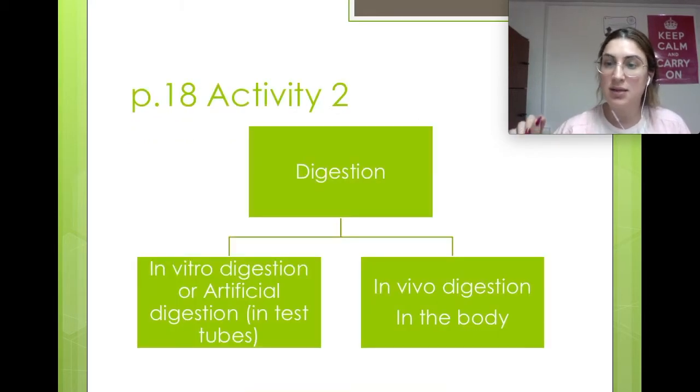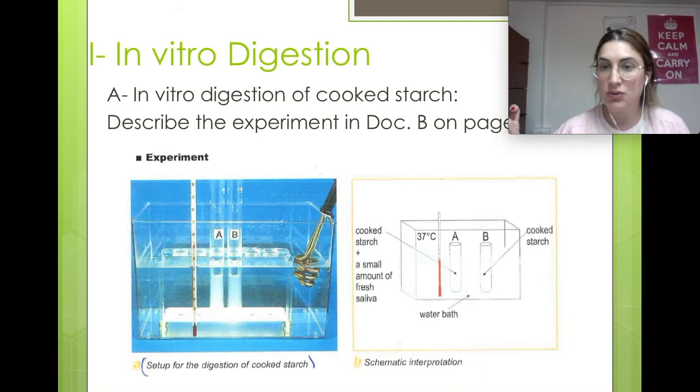To understand in vivo digestion, or the digestion that takes place in our body, we need to understand, first of all, the in vitro digestion, which is artificial digestion that takes place in test tubes. For this reason, we're going to look at different experiments that were done to be able to understand the in vitro digestion, and from there move on to the in vivo digestion.